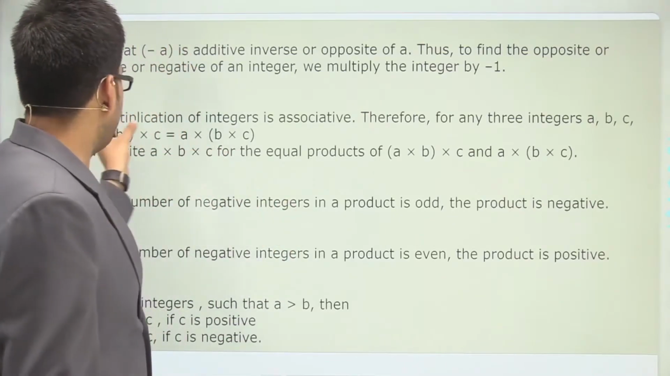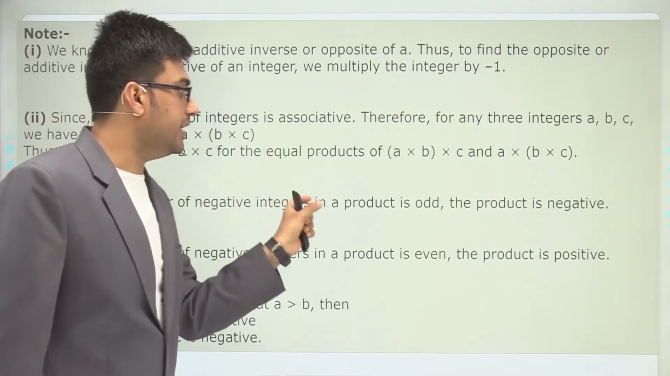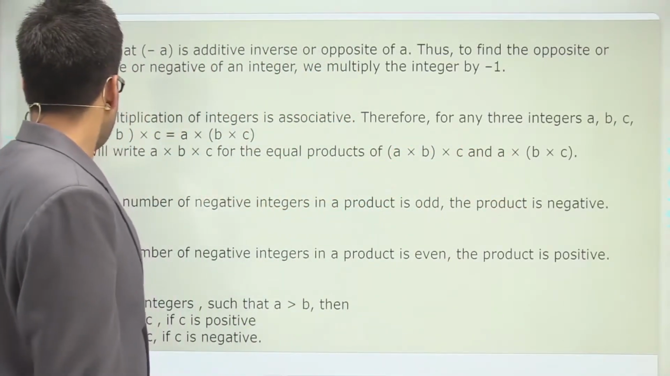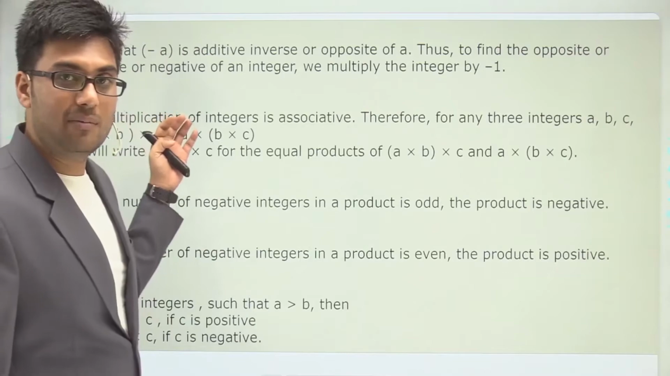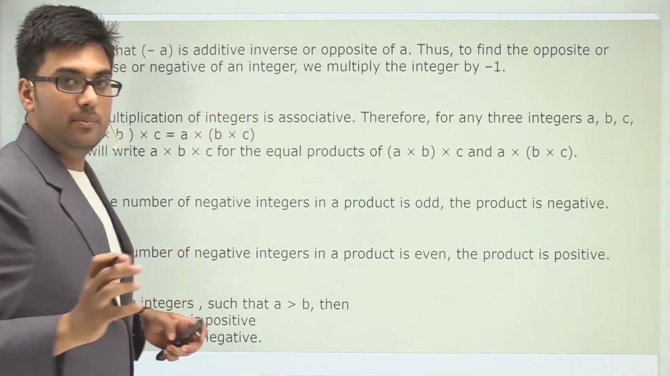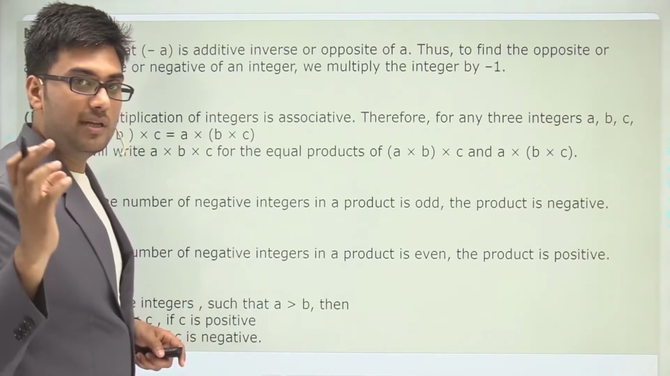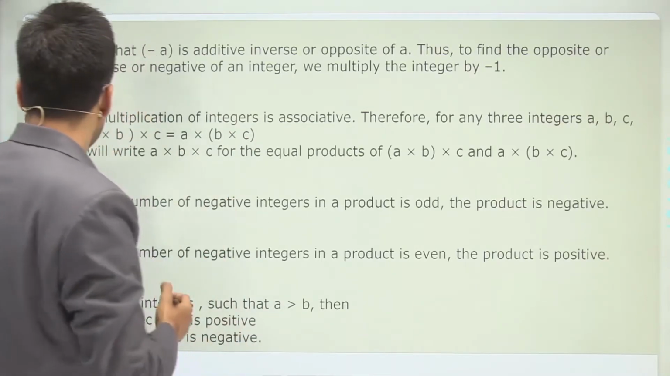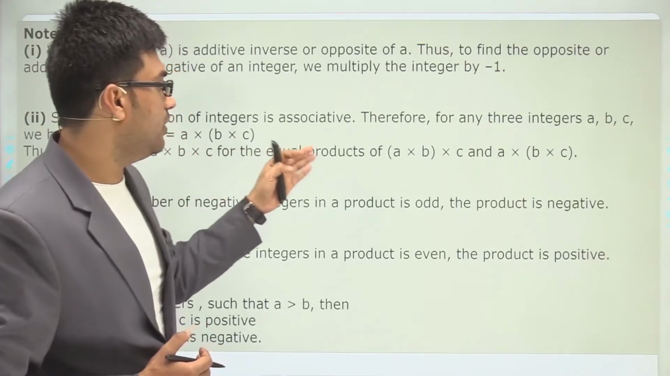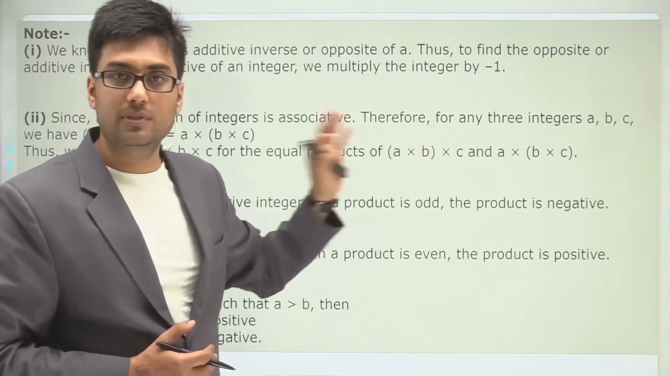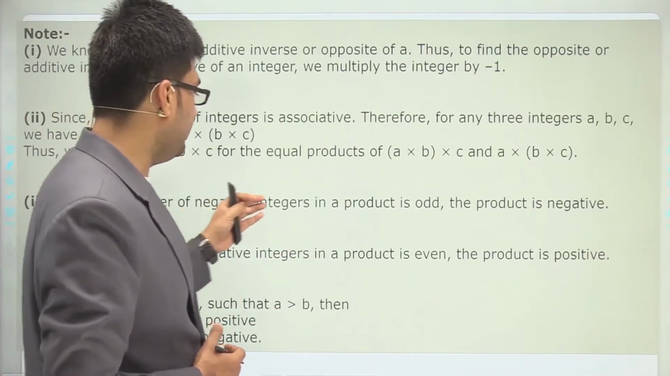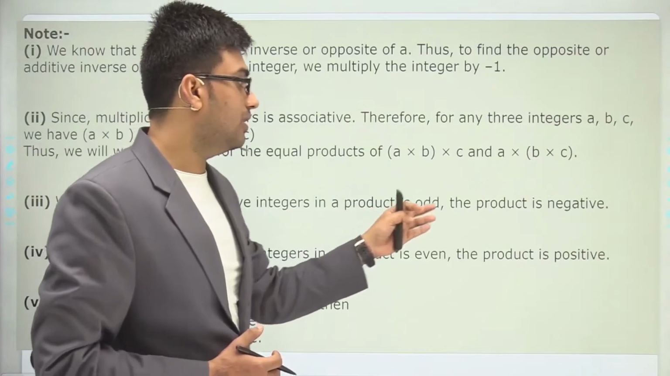Now multiplication of integers is associative. Therefore for any integers a, b, c, we have a multiplied by b multiplied by c is equal to a multiplied by the group b multiplied by c. Thus we will write a times b times c for the equal products of these two groups. Clear?